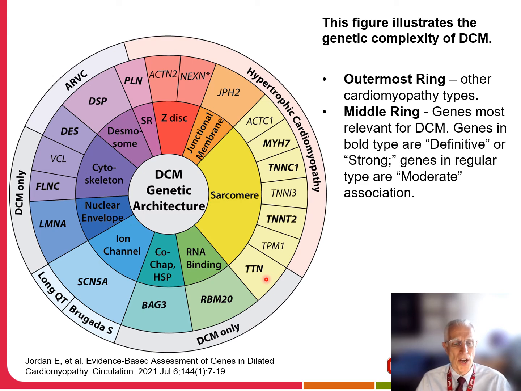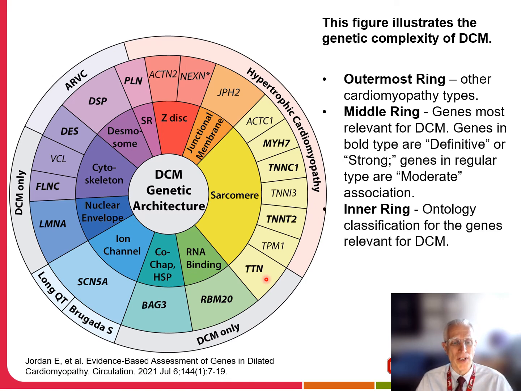That dilated cardiomyopathy is not just one thing or just one set of types of genes. It's actually different classifications or ontologies. Ontology is the word that means type or grouping of genes, and the ontology classifications for the genes relevant for dilated cardiomyopathy are shown in this inner circle. Sarcomere genes, of course. That's Titin. You can see Titin here and sarcomere.